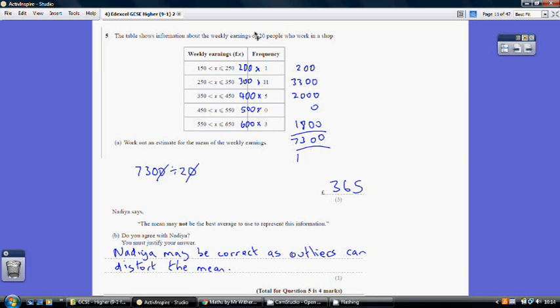Divide that across the 20 people. Be careful, don't divide by the 5 rows, divide by the 20 people, and that gives us £365 being an estimate for the mean of the weekly earnings.